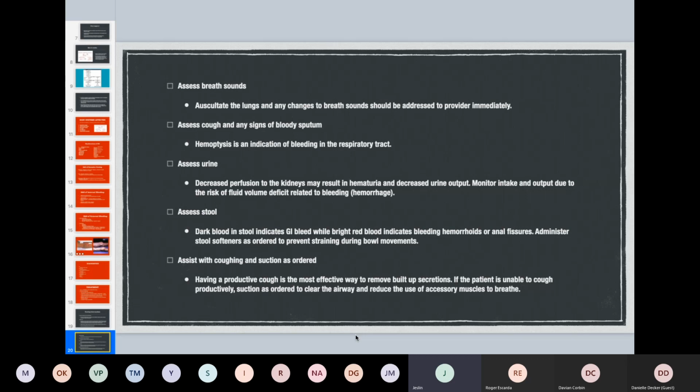You would assist with coughing, and you would suction as ordered. Having a productive cough is the most effective way to remove built-up secretions in the respiratory tract. If the patient is unable to cough productively, you have to suction as ordered to clear the airway, and this prevents the use of the accessory muscles and any sort of labored breathing.